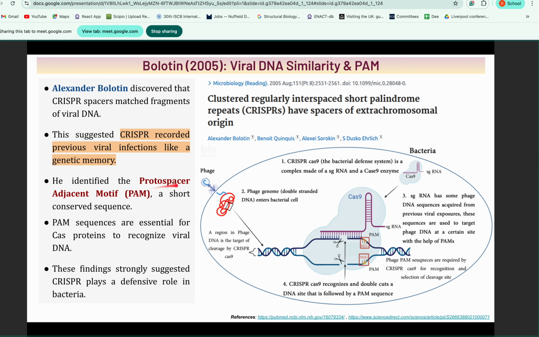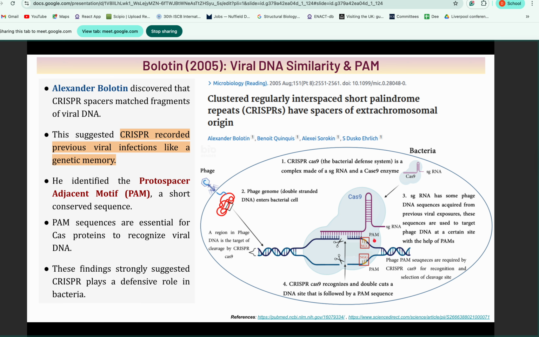So he identified that there is a protospacer adjacent motif. Short form is PAM, which is a short conserved sequence. So there is a conserved sequence which is present here. And these PAM sequences are essential for Cas proteins to recognize the viral DNA. So now this PAM motif is responsible to identify which one is the viral DNA.